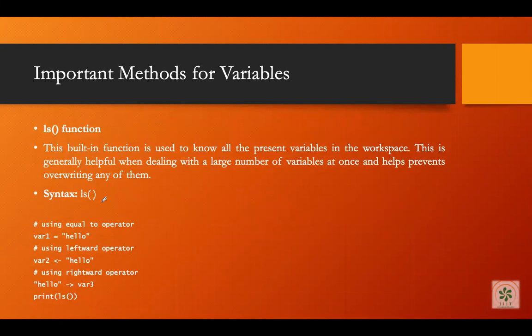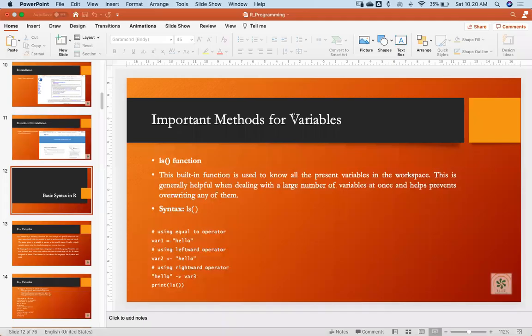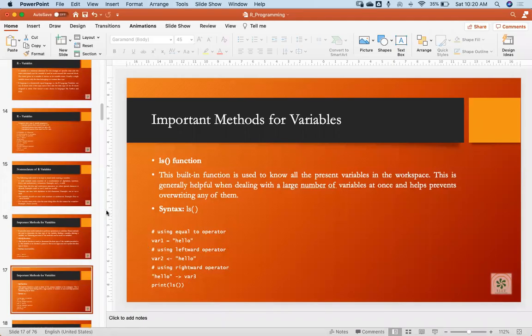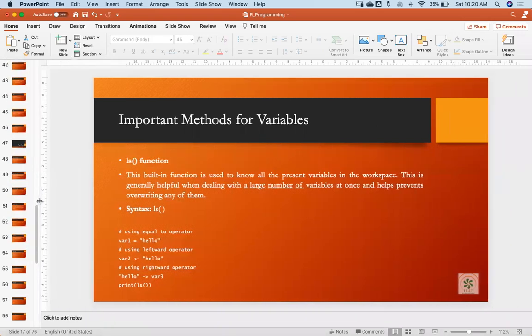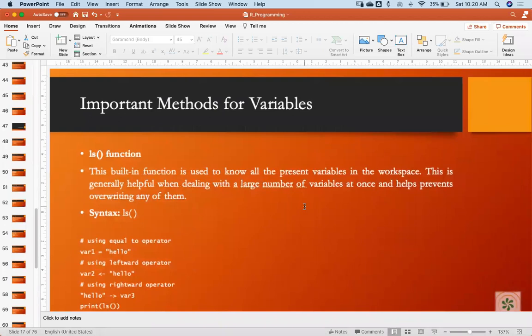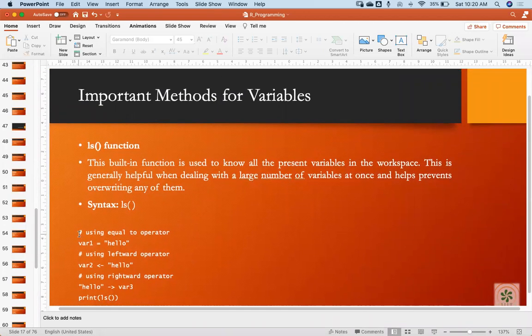Now we have another function which is called the ls function. The ls function is a built-in function used to know all the present variables in the workspace. This is generally useful when dealing with a large number of variables at once and helps prevent overriding any of them. So ls is very useful when we have different types of variables with us and we want to know what the different variables are.